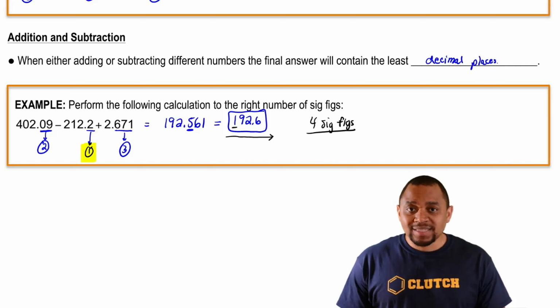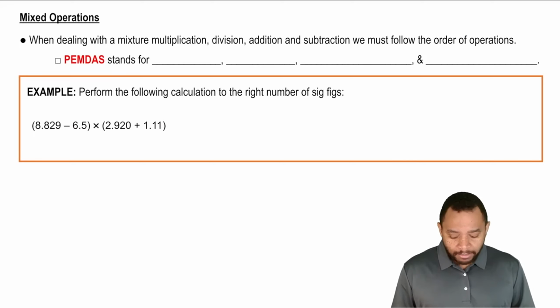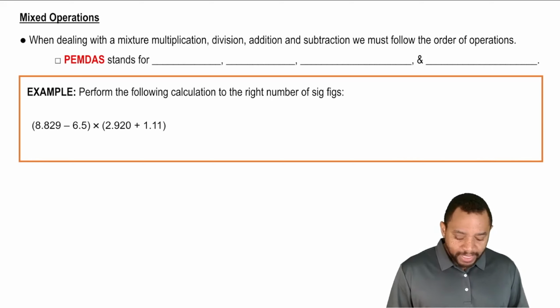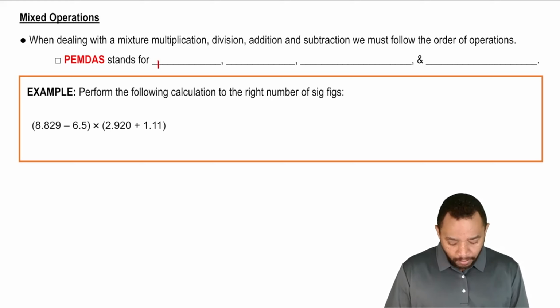But what happens when you mix them together? In this video, we're going to take a look at mixed operations. Now, we're going to say here, when dealing with a mixture of multiplication, division, addition, and subtraction, we must follow the order of operations. To do this, we use PEMDAS.